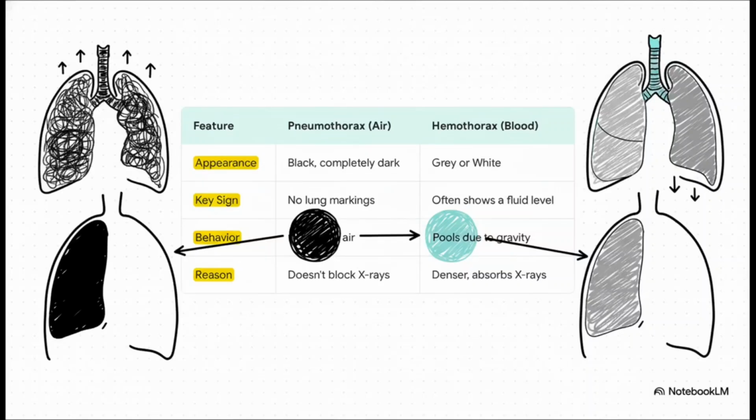So here's the cheat sheet. A pneumothorax, it's going to be jet black. It's just air, after all. The dead giveaway is the total absence of lung markings, those little wispy lines of blood vessels you should see. And because air is light, it's going to rise to the top. A hemothorax, on the other hand, is gray or white because blood is denser. It's going to pool at the bottom, thanks to gravity, and you'll often see this really clear fluid level. It all comes right back to that simple idea of radiodensity.